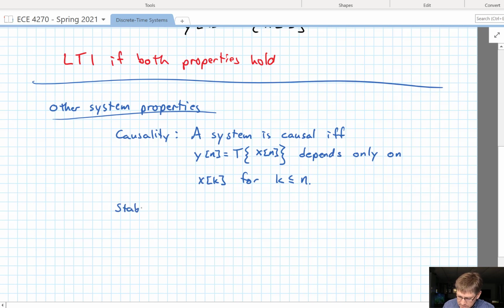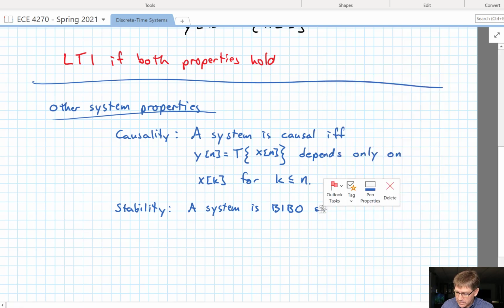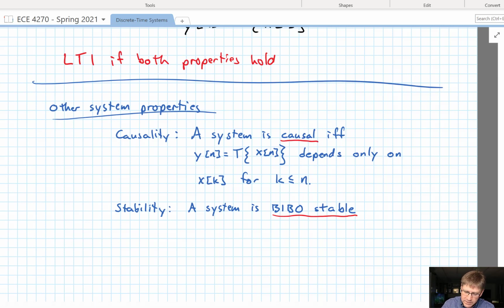Next, stability. Stability is actually defined in multiple different ways, and they're all similar most of the time. But there are cases where one definition of stability might apply and others don't. So we're going to talk about what we call BIBO stable. It stands for bounded in, bounded out.